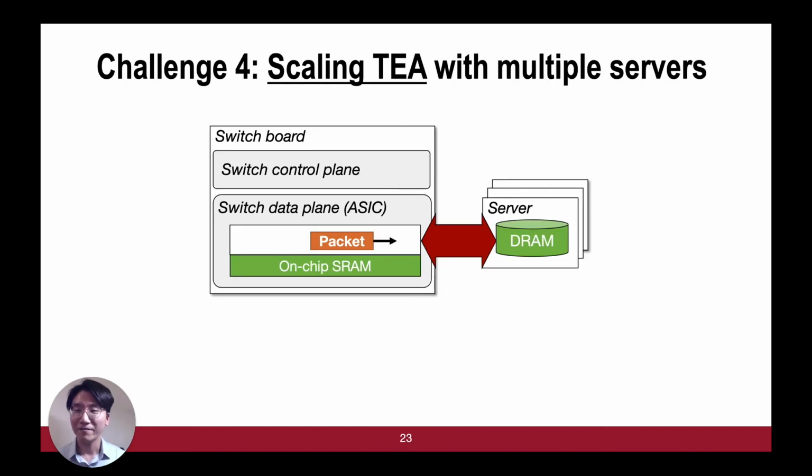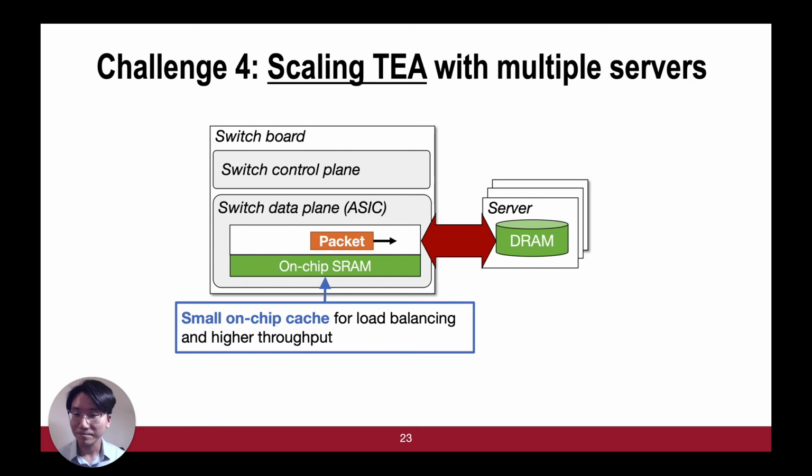So far, I've explained a basic design of T with a single server. As mentioned earlier, we could improve the performance and availability with multiple servers, but there are some challenges. So here I'll just briefly mention our high-level ideas to address them, and please refer to our paper for more details. The first idea is to balance memory access loads across multiple servers as well as scale out the throughput. We employ a small on-chip cache which contains a few frequently accessed table entries.